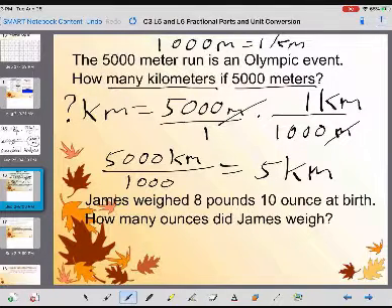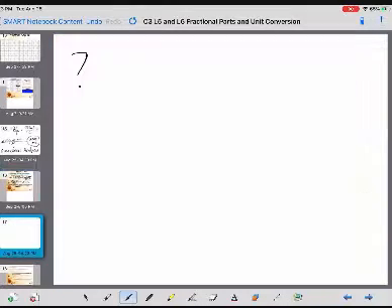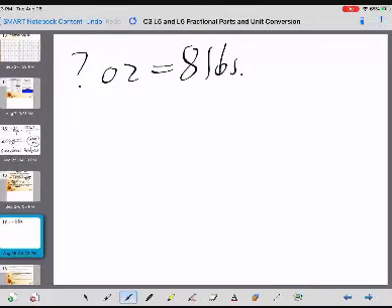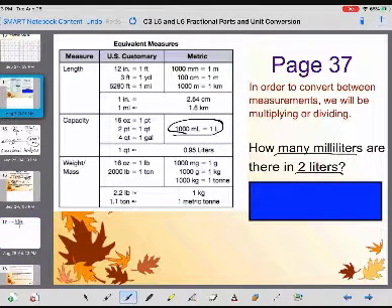All right, this next one, James weighed 8 pounds and 10 ounces at birth. So how many ounces did James weigh? All right, so I'm going to go to a new slide. So I'm going to say how many ounces equals 8 pounds. I know there's still 10 ounces left over, but let's just look at our conversion chart. Let's just take care of the pounds first. All right, so if I look here, I see in 1 pound there's going to be 16 ounces.